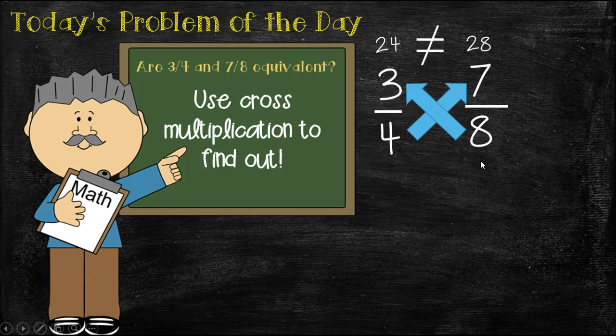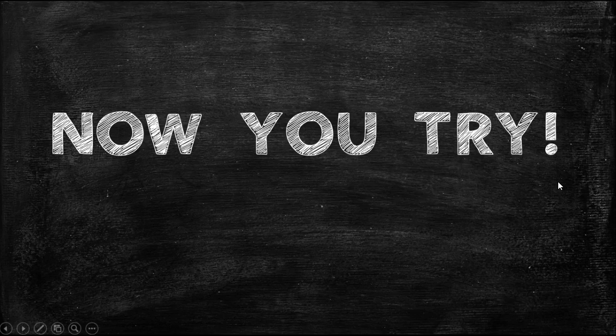Well, 24 and 28 are not equal. This is our sign for not equal. It's an equal sign with a slash through it, so that means they are not equivalent. In fact, 7/8 is bigger than 3/4, and we know that because when we cross multiplied, 28 was bigger than 24. So you go ahead and try this problem.